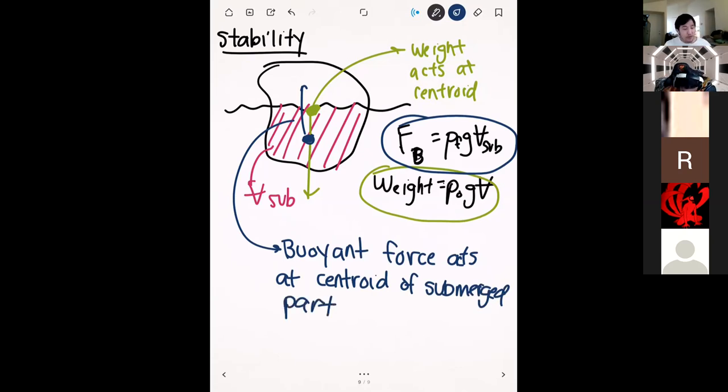And so, if your object is fully submerged in the water, these two would be the same thing because the entire object is submerged. And so the centroid of the submerged part will coincide with the centroid of the object itself. Okay. But if your object is only partially submerged, then these two are going to be different.